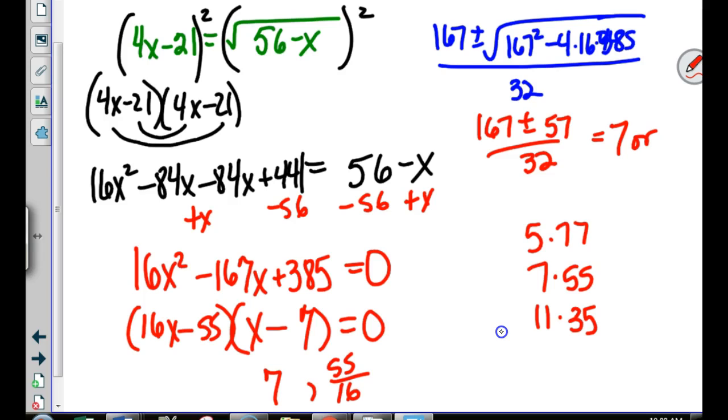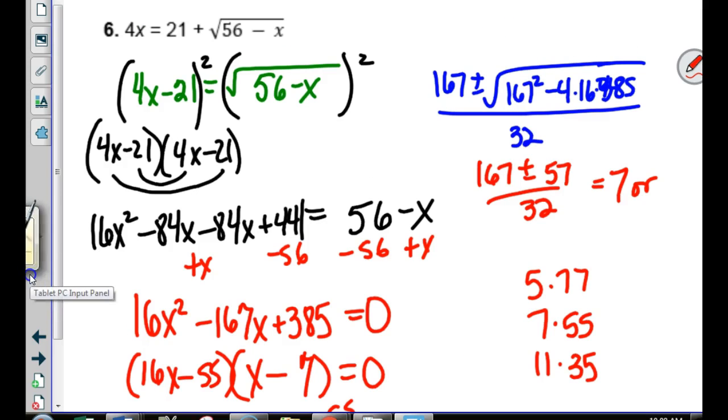Okay, so, can't wait to check these in the original equation. Okay, what are we supposed to be checking? 7. If I put a 7 back in, what's 4 times 7? Over here, I'd have 21 plus the square root of minus 7 is 49. 21 plus 7 is 28, yes? Okay. The next one, I'm just going to use my calculator.